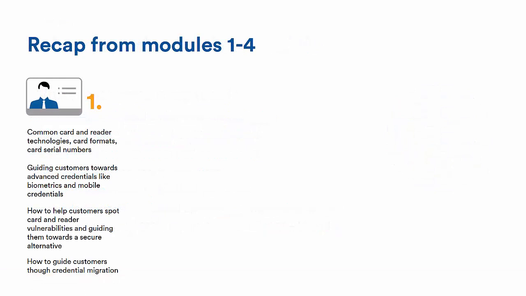So in Module 1, we talked about common credential technologies. We stressed the relationship between card and reader, as cards must match the frequency of the reader. Later, we talked about card formats and CSN, the card serial number. We compared the differences between Prox credentials and smart cards. We also talked about biometrics and mobile credentials.